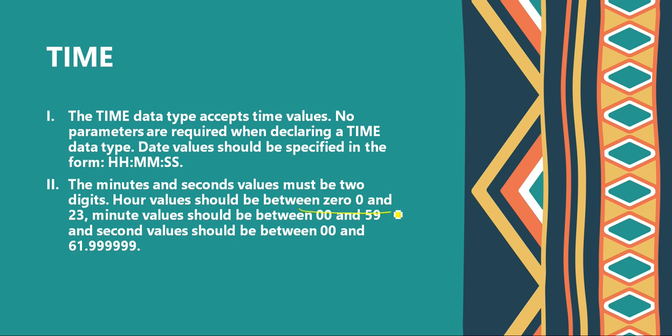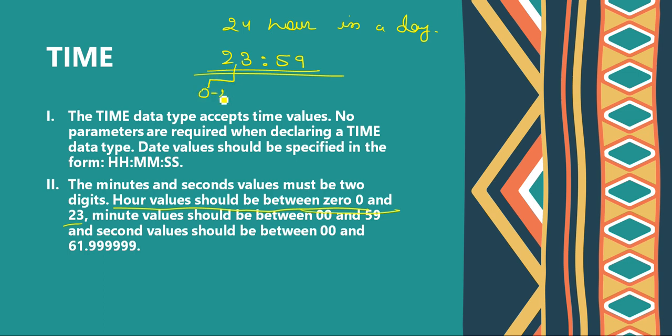Hour value should be between 0 to 23. We have 24 hours in a day, right? But we obviously know that the maximum time is 23:59. This is the maximum time in a day. So the constraint here is that the hours value should be between 0 to 23 only. We cannot specify 25 hours, something like this. This is going to generate an exception and error.